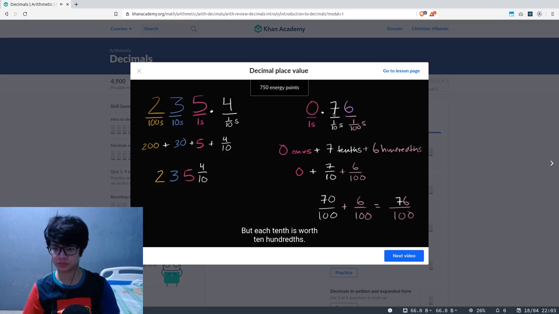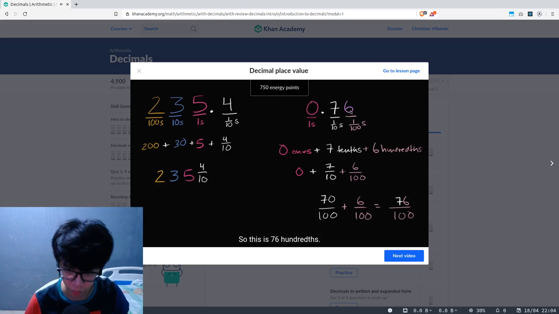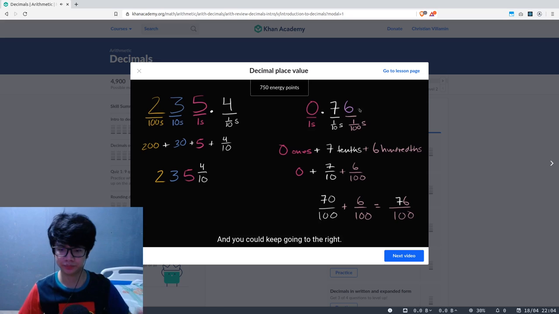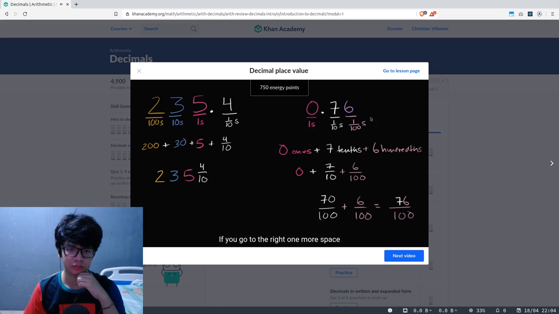But each tenth is worth 10/100, and you see that. You could either view this as 7/10, or you could view it as 70/100. So this is 76/100. And you could keep going to the right. If you go to the right one more space, you would get to the 1,000th place, and then the 10,000th place. So you keep dividing by 10 each place you go to the right, and you multiply by 10 each place you go to the left.